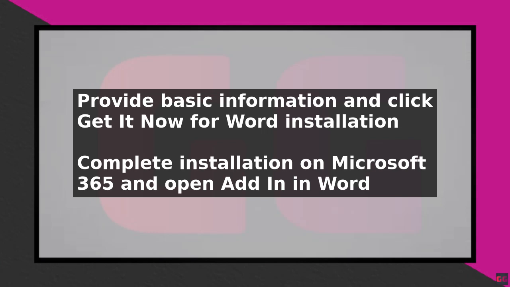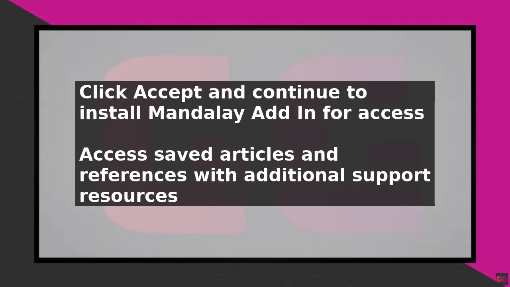Click on Tools, then select Install Mendeley Site for Microsoft Word, which will direct you to a website. On this website, click Get It Now for Word, which is free. You will need to provide some basic information, such as your name and country. Then click Get It Now again.